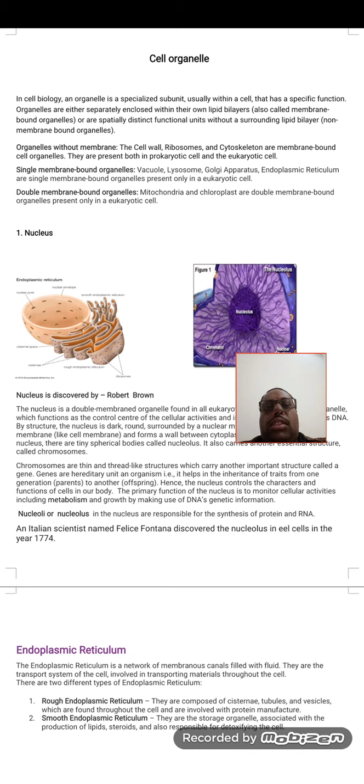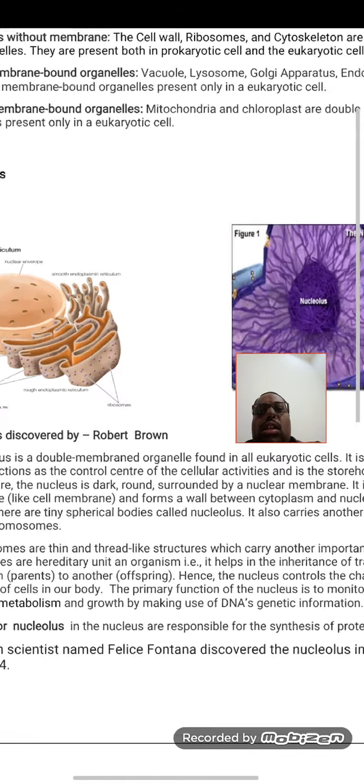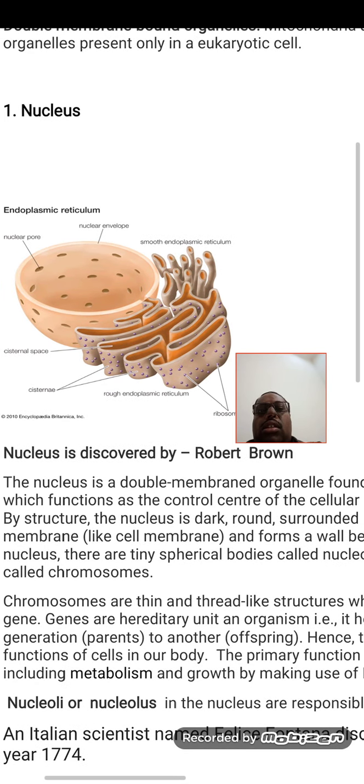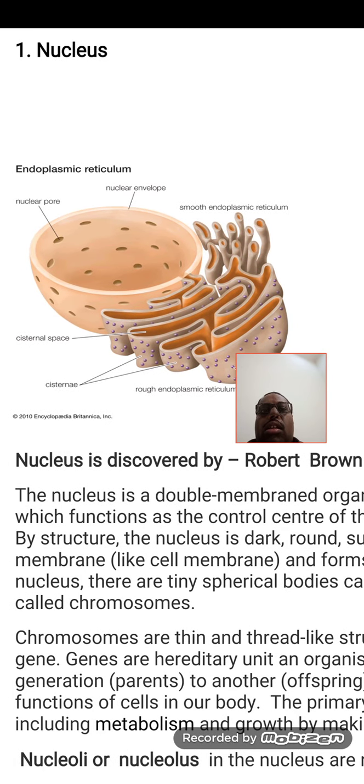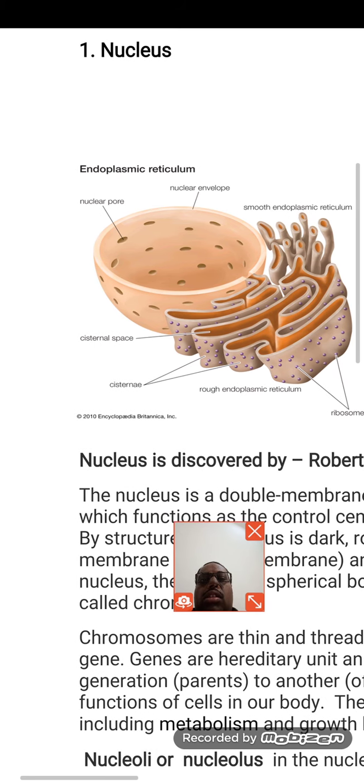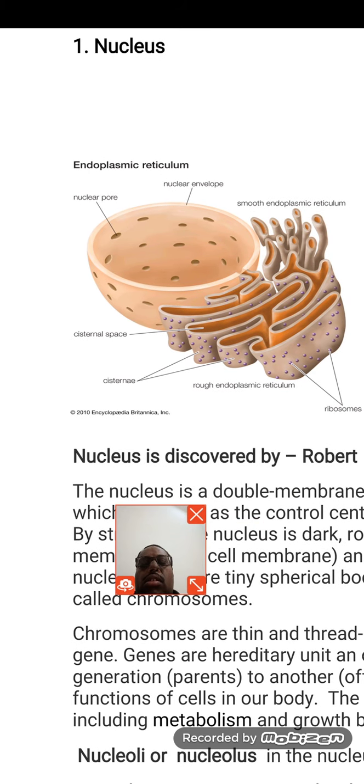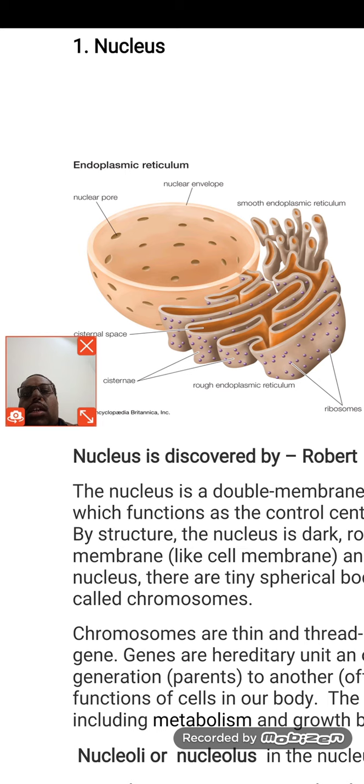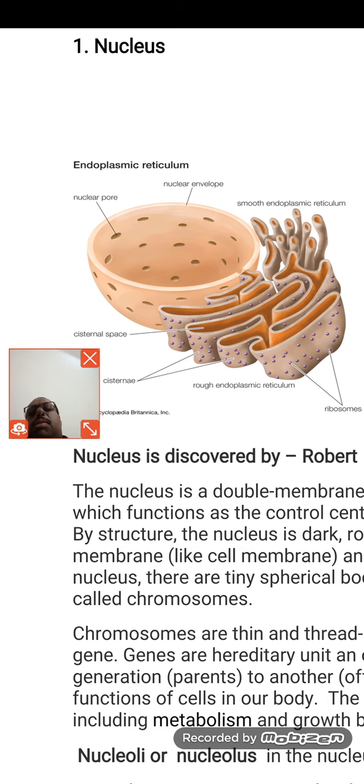The first cell organelle, which is one of the most important parts, is called the nucleus. You can see the diagram of the nucleus here. It is a 3D diagram. The nucleus is a double membrane structure, and it is present in the middle of the cell, not exactly the middle, but somewhere in the middle of the cell.